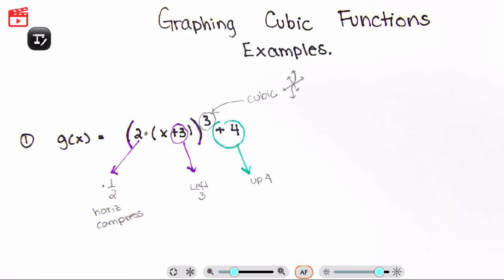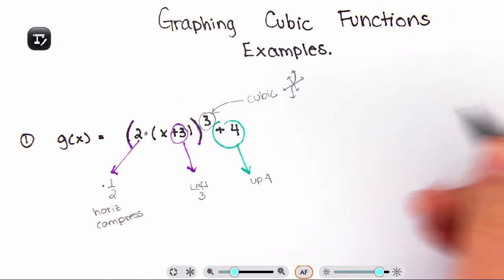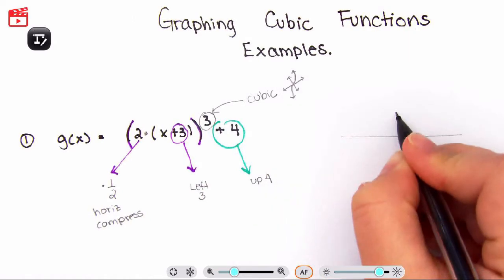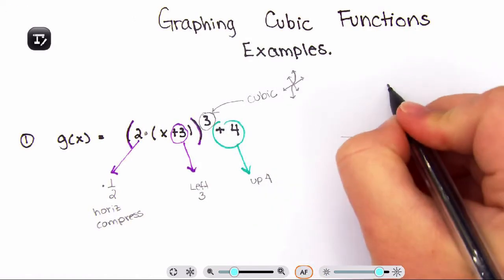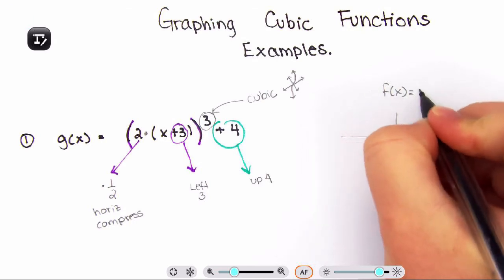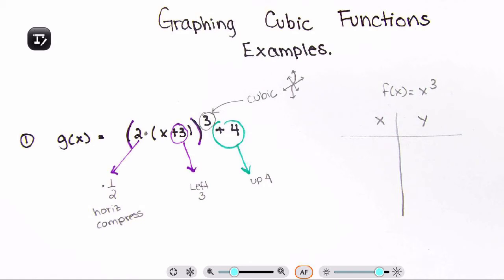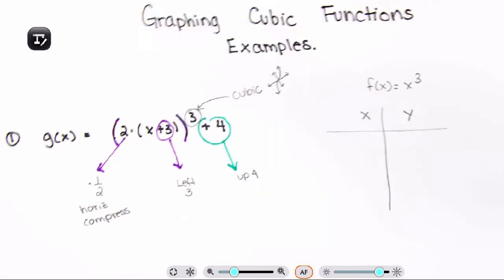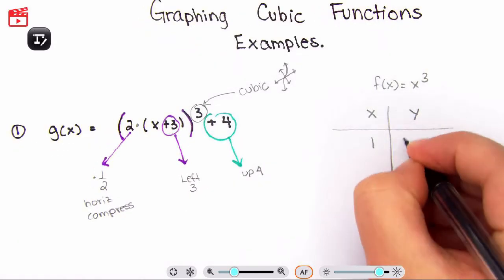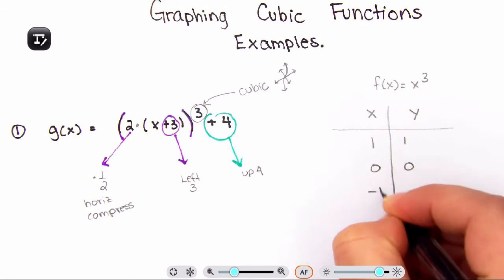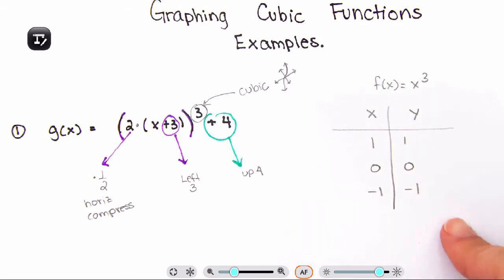Okay, so now that we have that, let's go ahead and start graphing. Let's start out with our parent function. Our parent function is f of x is equal to x cubed. We want our pretty points, or our reference points, for our function. In this case, we have (1, 1), (0, 0), (-1, -1). You should start remembering these for the cubic function. These should be in your memory by now.